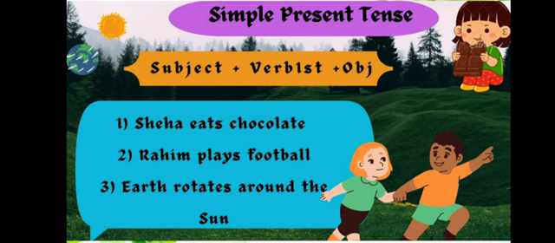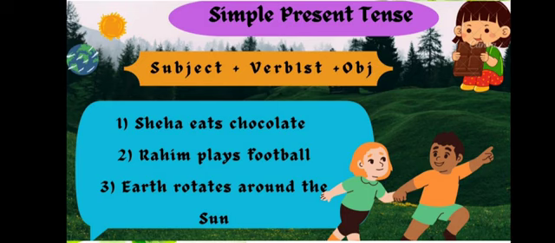Sneha eats chocolate. Here, what is the subject? Sneha is the subject. And what is the verb? Eat is the verb. You see, here s is added to the verb eat, the verb's first form, plus object. What is the object here? The object here is chocolate. So Sneha eats chocolate. It is in simple present tense. Now you are enjoying it. We will move on to the next example.